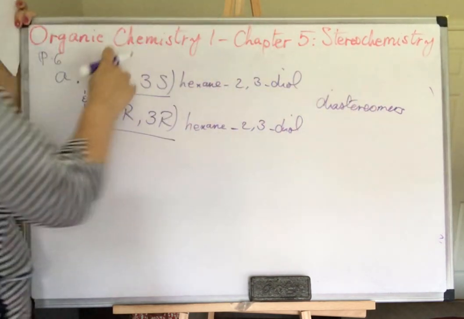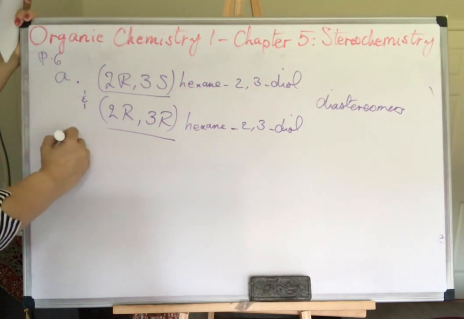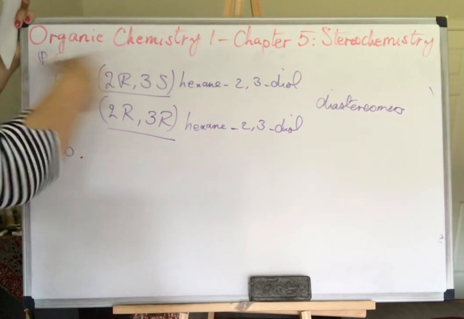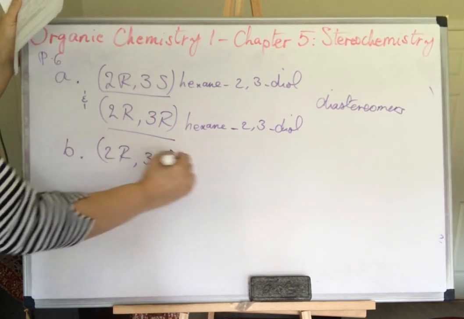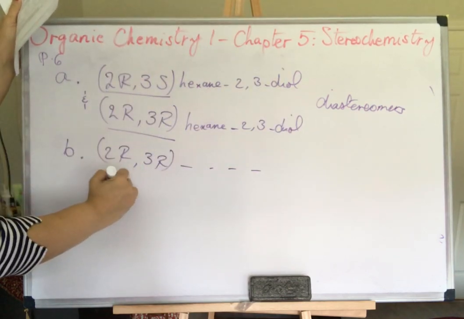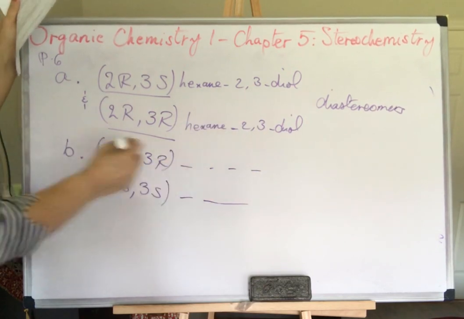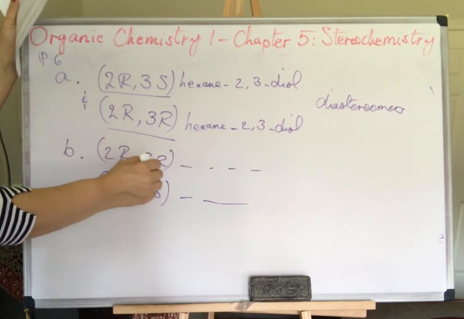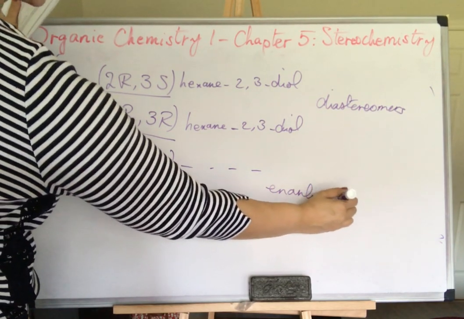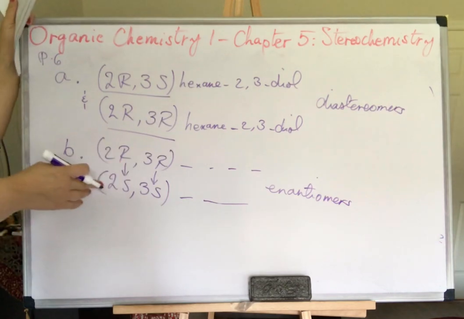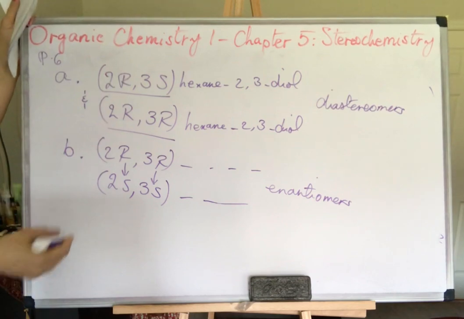Or we could have a change in the first one and then the second one doesn't change. The second one, let me eliminate the complete name. You already have it in your study guide, and the next one is 2S, 3S. So what do you see here? You see R in both of them changes to S, means they are mirror images, so they are enantiomers. So if both letters change, you will have enantiomers. If only one of the letters changes, you have diastereomers.